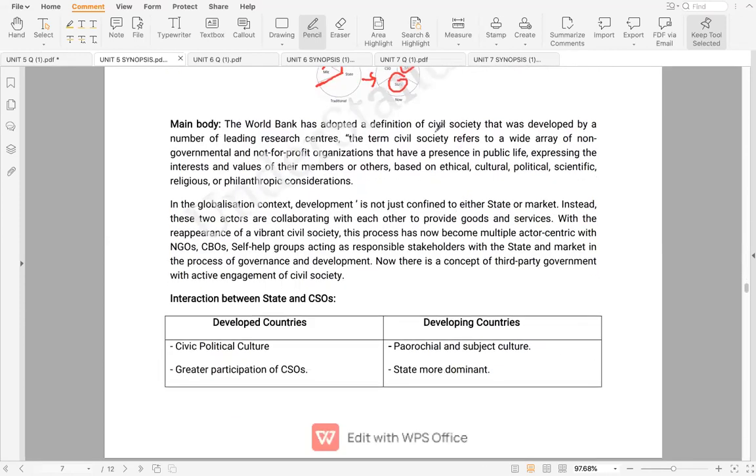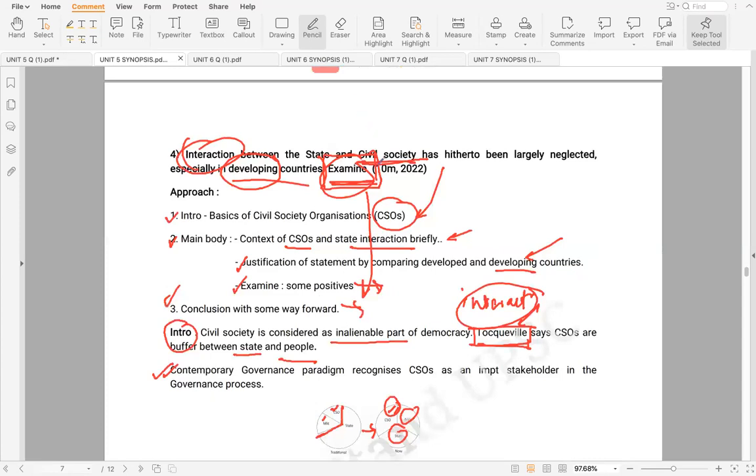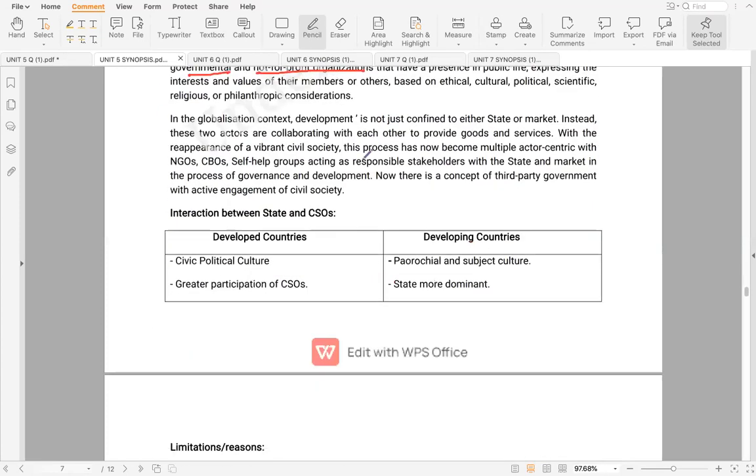The World Bank has adopted a definition of civil society that was developed by a number of leading research centers. The term civil society refers to a wide array of non-governmental and not-for-profit organizations that have a presence in public life, expressing the interests and values of their members or others based on ethical, cultural, political, scientific, religious, philanthropic considerations. It depends on the number of marks that the question has been asked for. It's only a 10 marker, so you can choose to ignore all of this. In the globalization context, development is not just confined to either. So this becomes important.